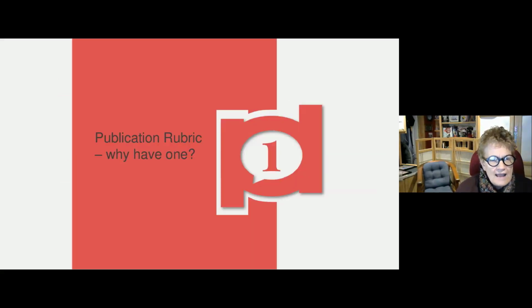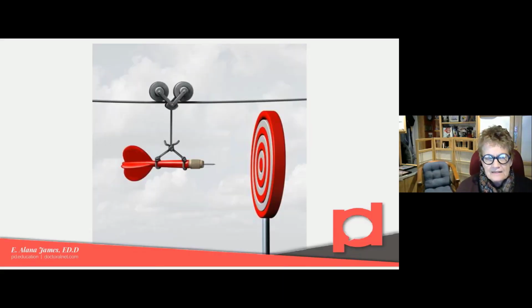Publication rubric. Why have one? Well, the simple thing is this picture actually says it all. If you have a rubric, it's like having the line that the dart is floating on. You have done your work. You have looked at where you want your publication to be from the eyes of the editor and the reader. That's the important part. You are so much more likely to hit the bullseye easily if you do the prep work that this rubric requires.